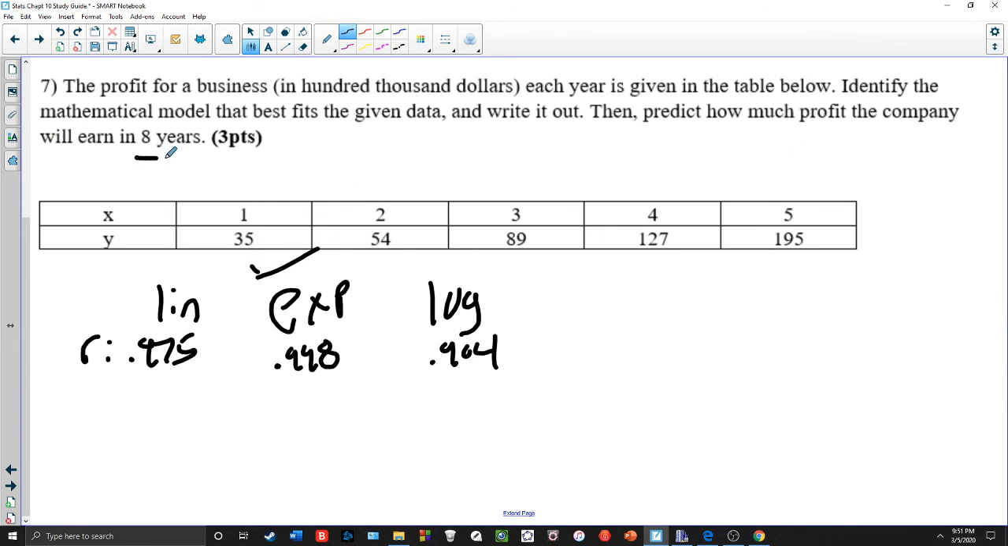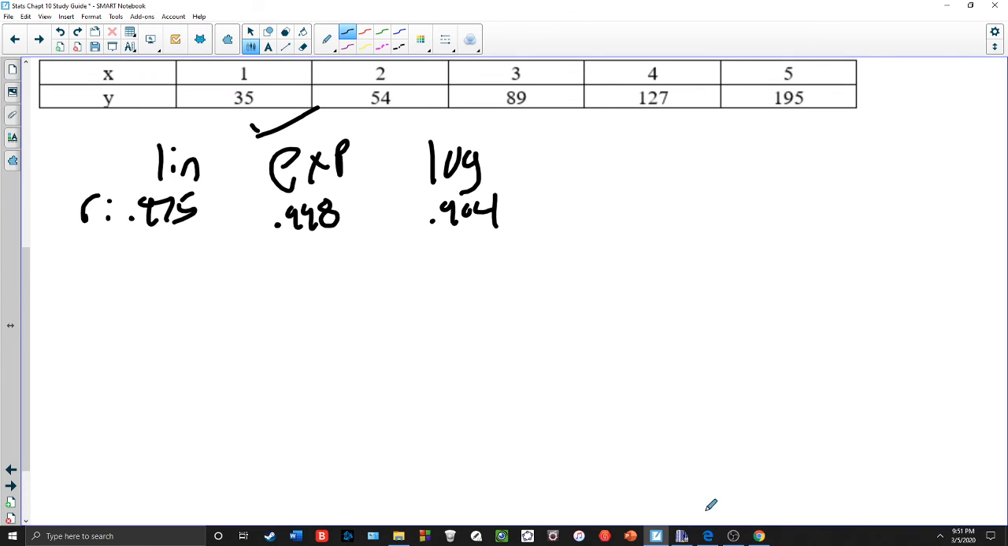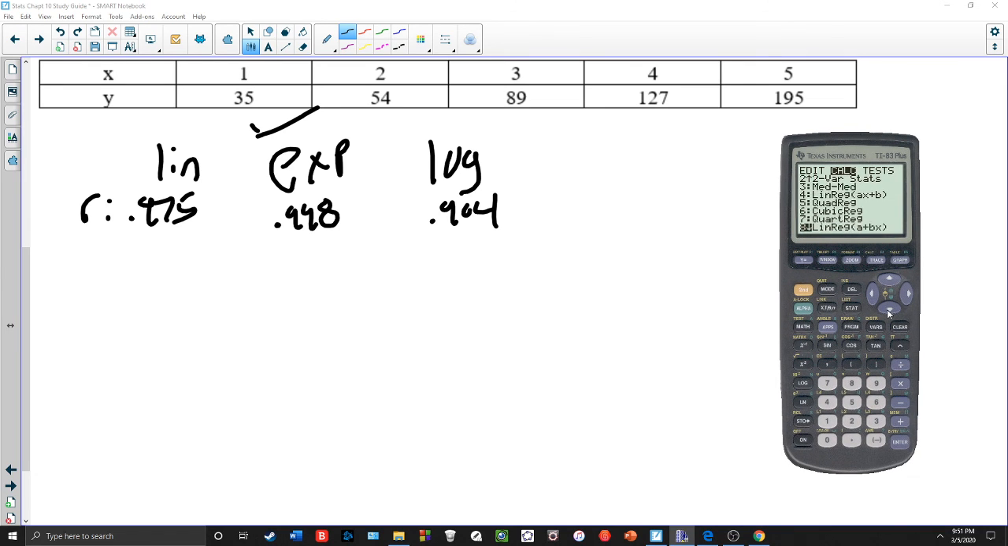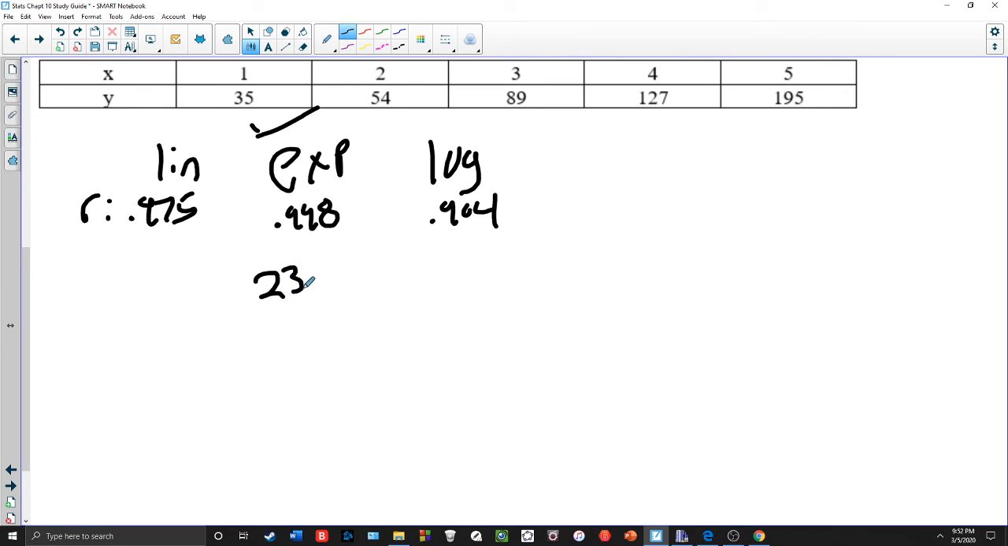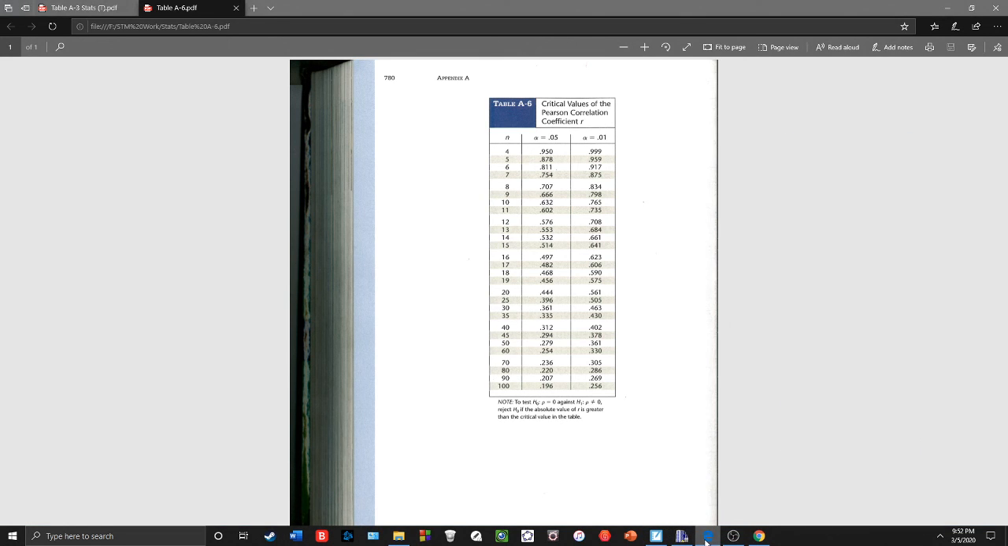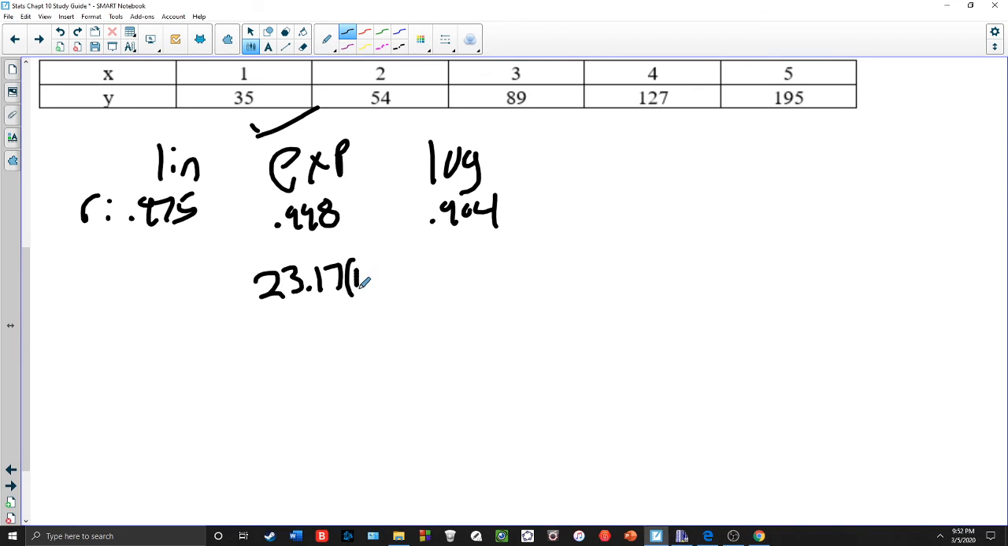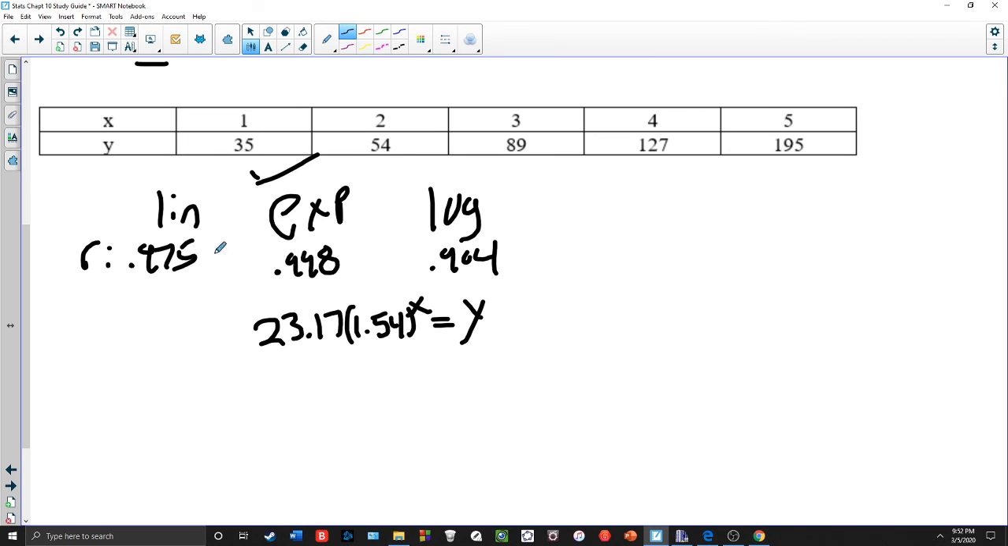So it says predict how much they'll earn in 8 years. So let's go back to my exponential equation. So stat, calculate, exponential, which is all the way down here. Enter, enter, and let's get our equation down. So it's already in that form for us. So A is 23.17, times B, which is 1.54 essentially, to the X. So that is your typical exponential equation for this data set.